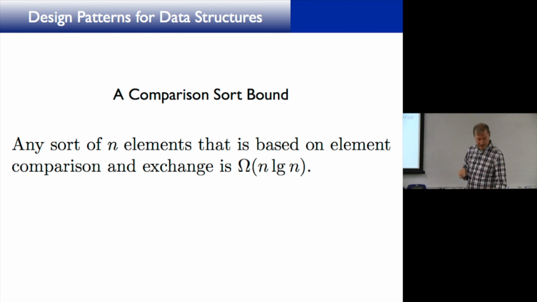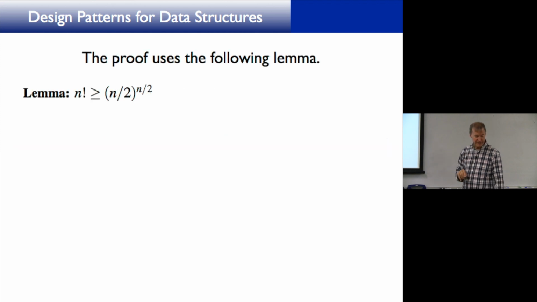Okay, so now the first part of this proof is a lemma, and the proof of the lemma is part of the proof. Okay? So the proof uses the following lemma. n factorial is greater than or equal to (n/2) raised to the n/2 power. All right? So let's first prove this lemma. We'll start with the left-hand side, n factorial.